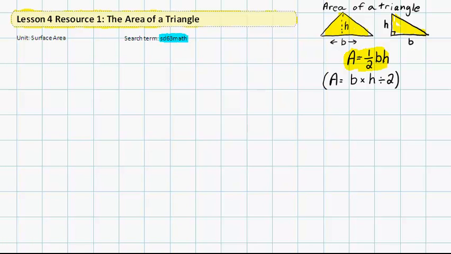Lesson 4, Resource 1, the area of a triangle. Well, let's not start with a triangle. Let's start with a rectangle.